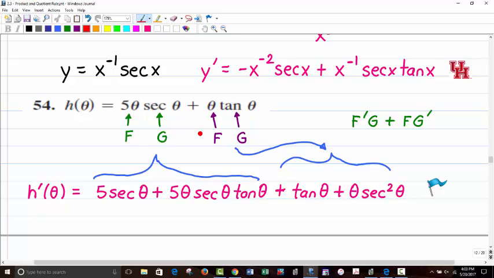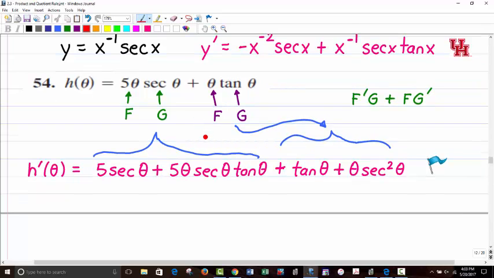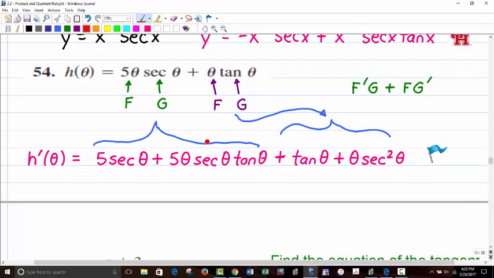That's what I would do. But if not, you'd have to make sure your 5 was out here like this, and then you'd have this like that. That's all I'm saying. All right, so that takes care of that.